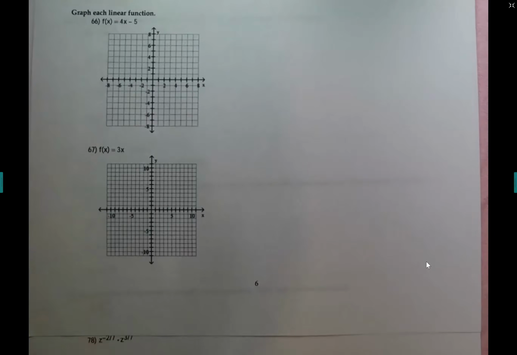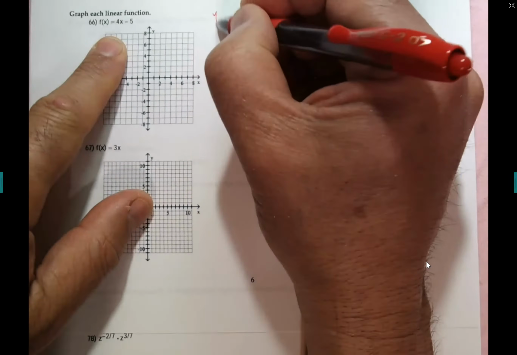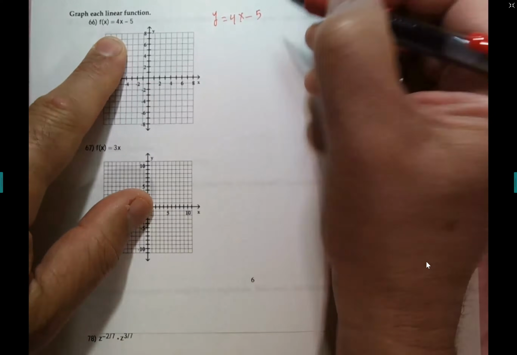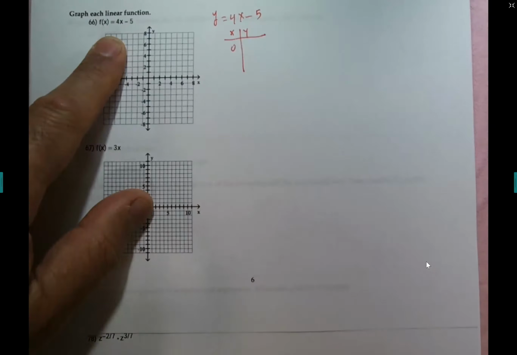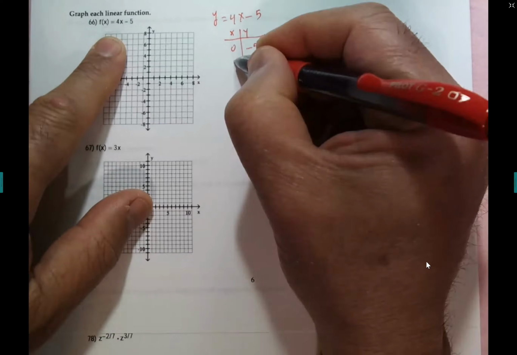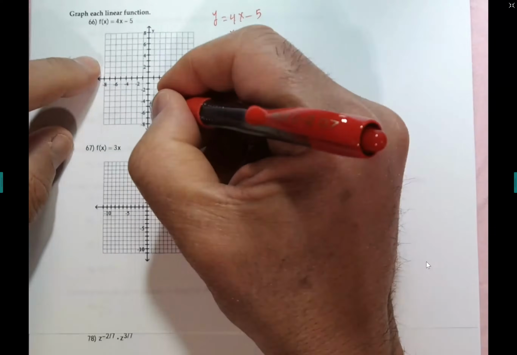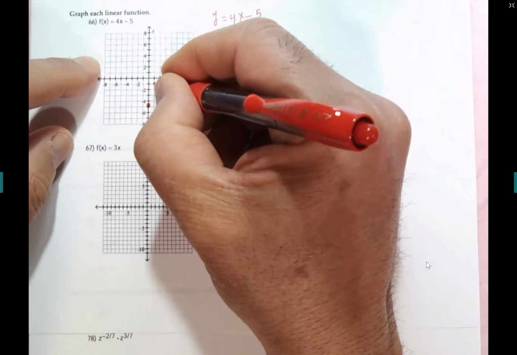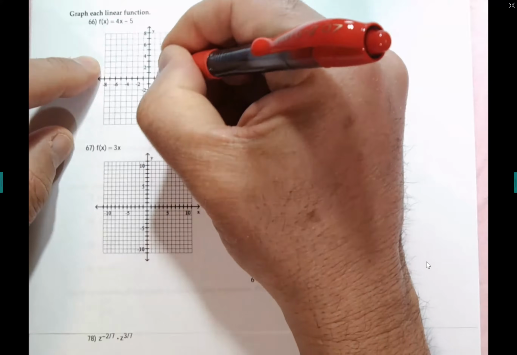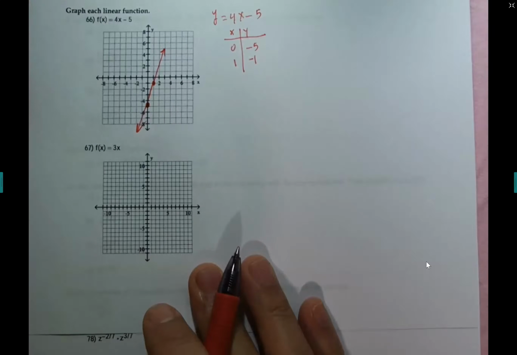Graphing linear function. Linear functions are just equations of lines, guys. So graphing f of x equals 4x minus 5 is the same thing as graphing y equals 4x minus 5. You just need 2 points. Put x equals 0. That will give me -5. Put x equals 1. That will give me 4 minus 5 is -1. 1, -1. And that's the graph of the line.